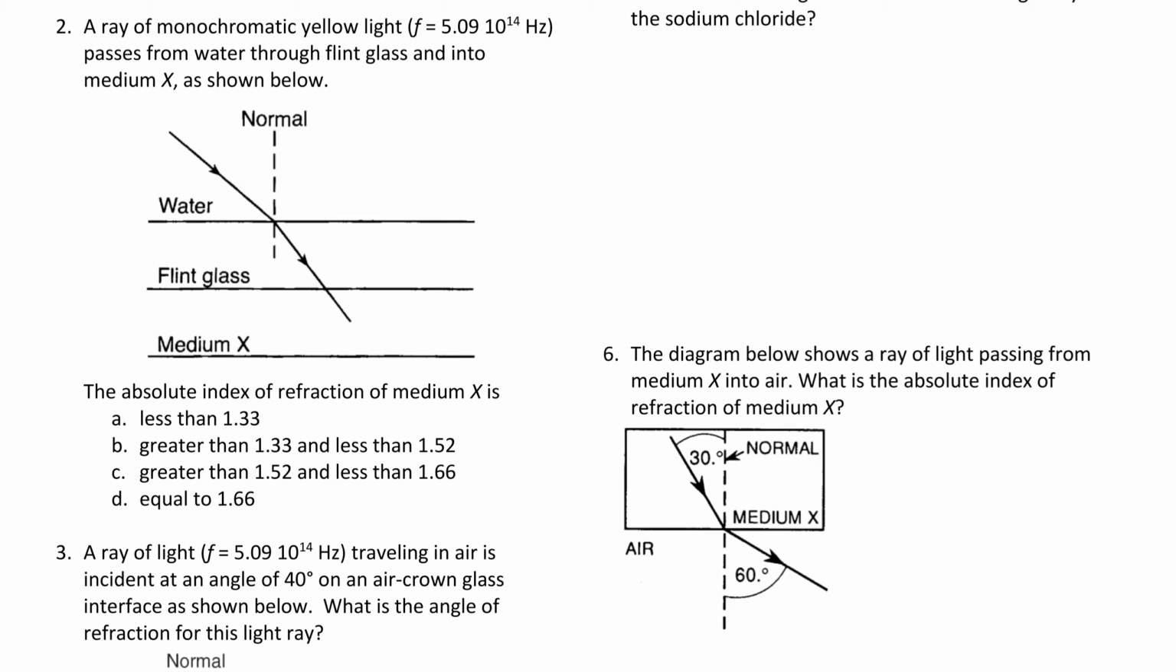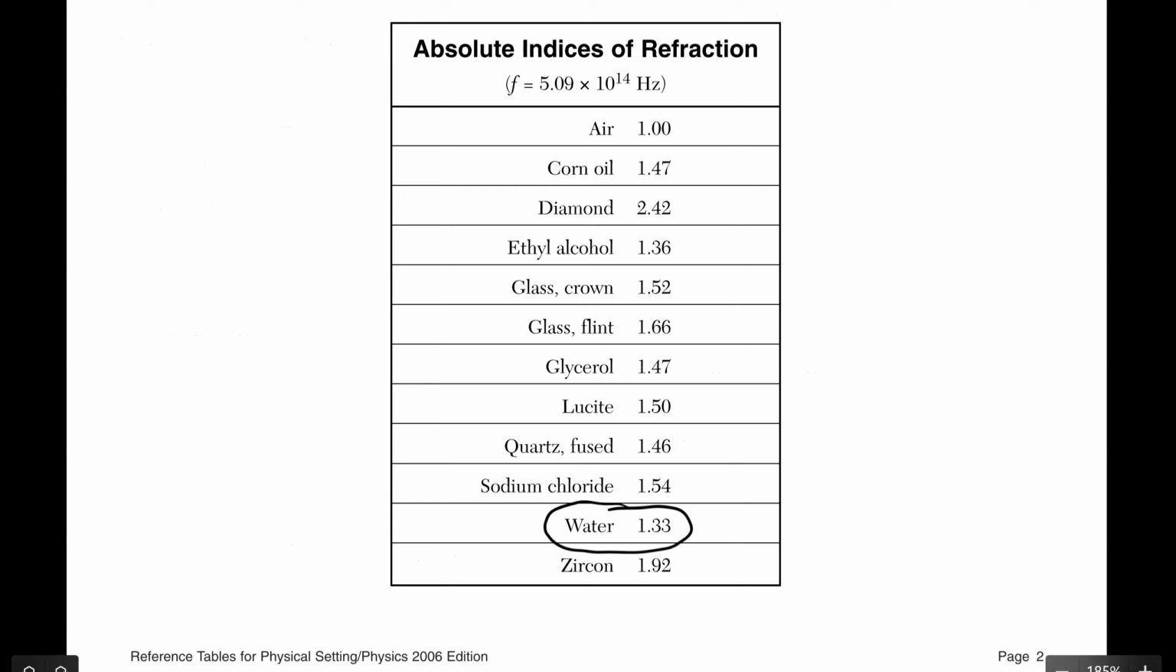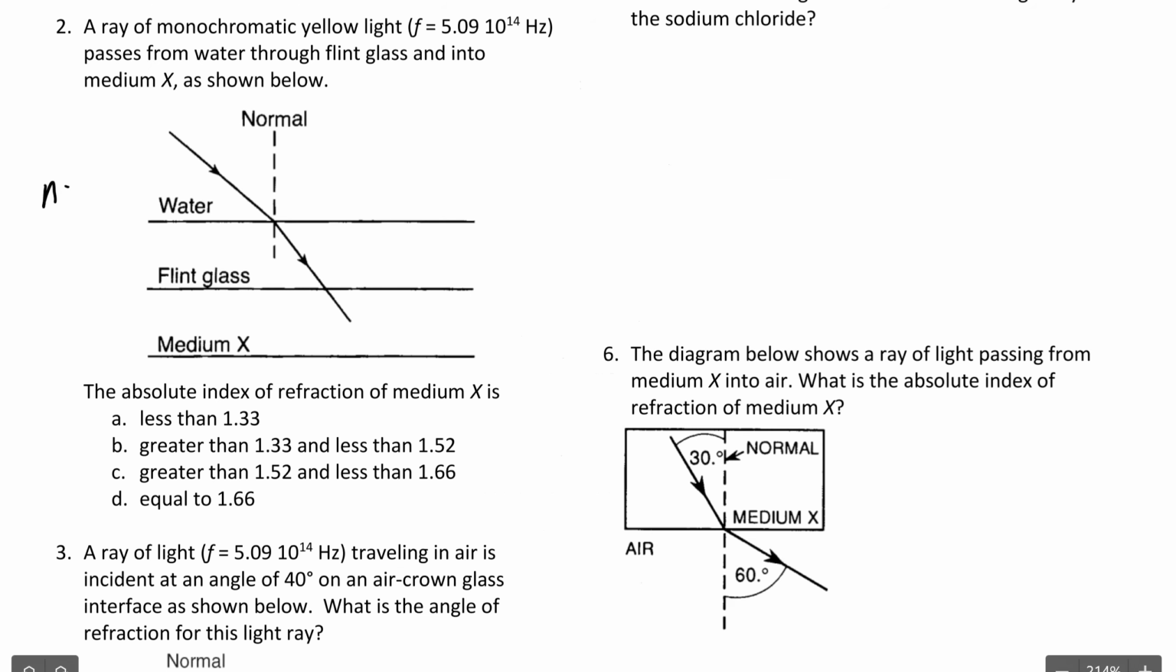So the first step I always like to do is figure out what are we talking about here. I see water and flint glass. Let's look at the reference table. Here I see water, so I'm going to write 1.33 on my diagram. And then we have glass, comma, flint. That's flint glass, 1.66. So let's write those two indices in. So it's starting at 1.33, then it goes into 1.66. We'll call this N1, N2, and they want to know what N3 is, question mark, for medium X. Oh my gosh. All right, question mark here.